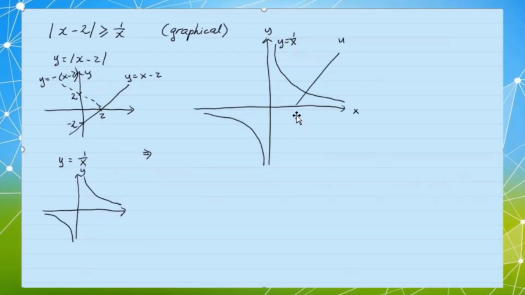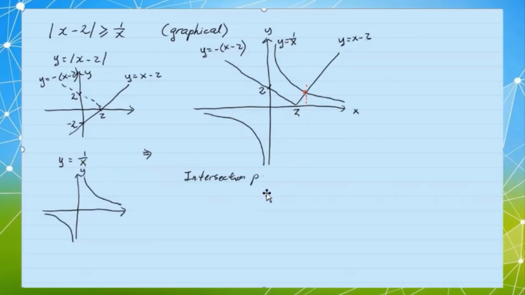Then for the modulus, this is the part of the modulus that we label as y equals x minus 2. Then the other part of the modulus we label as negative x minus 2, because this is the part of the graph which is reflected. Now from the diagram we can see that there is one intersection point between these two curves. Now we need to find the value of x at this intersection point.